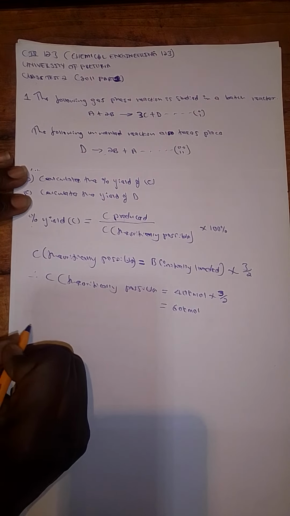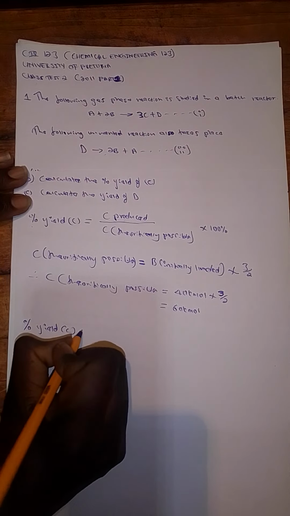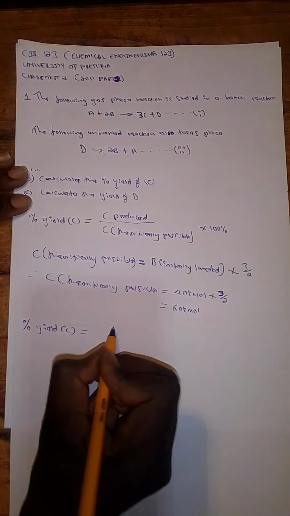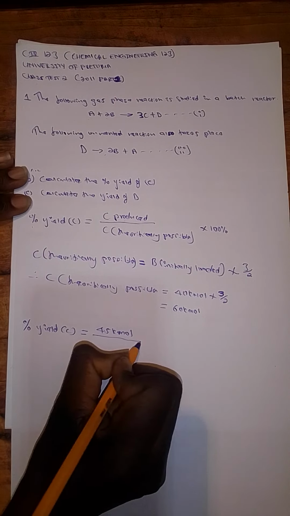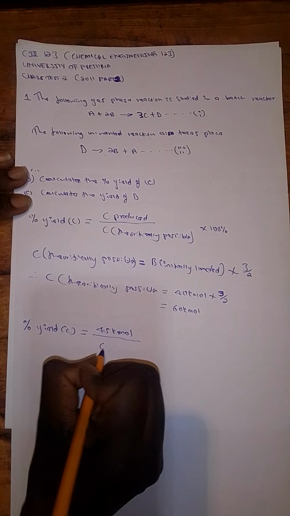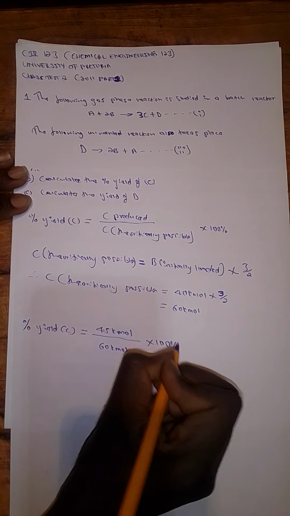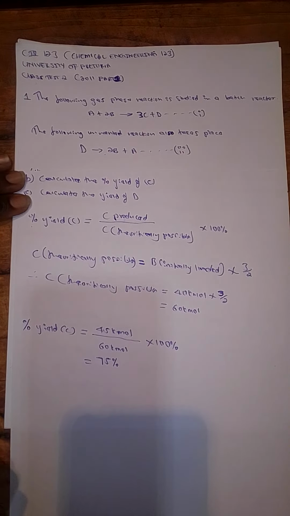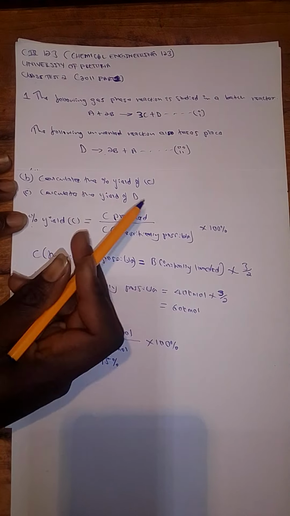So I can go back to the equation: percentage yield of C is equal to the C that is produced, which we calculated to be 45 kilomole, all over the C that is theoretically possible, which is 60 kilomole, all multiplied by 100%. That gives you 75%. So the percentage yield of C is 75%. That answers question B, which says calculate the percentage yield of C.